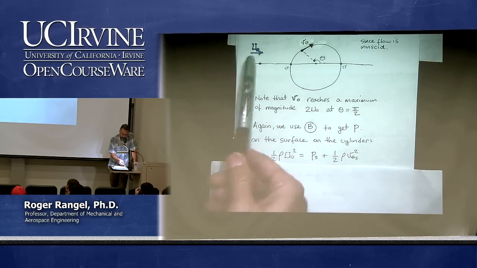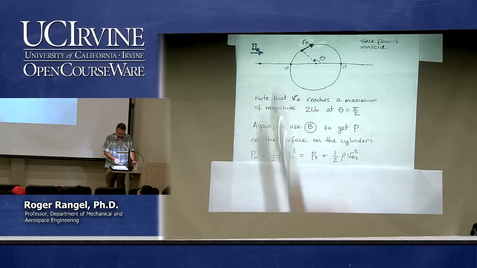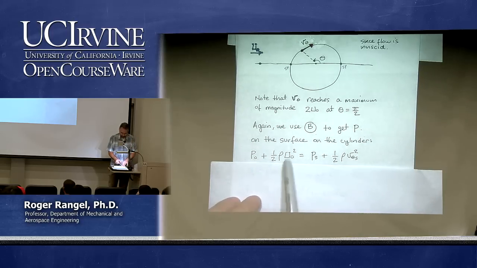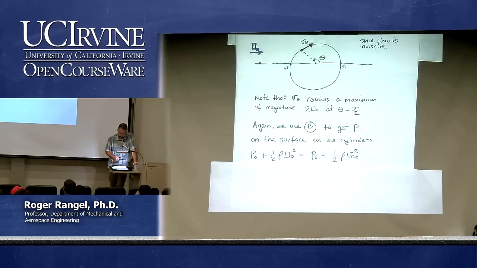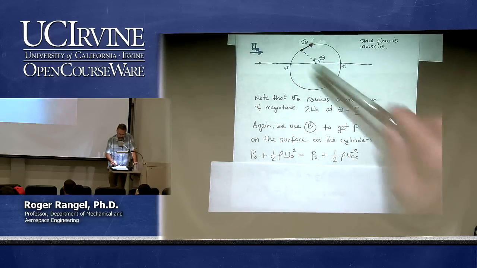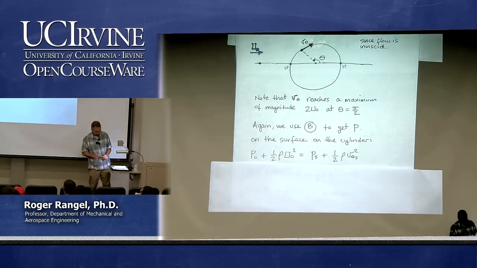So way ahead of the cylinder, where I call the conditions subscript naught, that's P naught, the pressure of the fluid ahead of the cylinder, plus 1/2 rho U naught squared. And then my second point is on the surface of the cylinder. I call it P sub S on the surface, plus 1/2 rho V theta, because remember there is no V r, there's only V theta. So V theta sub S squared.